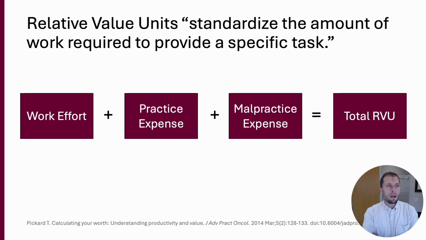So the idea of a relative value unit, or RVU, is that it standardizes the amount of work required to provide a specific task. Okay, so you can kind of be like, dollars do that. Prices are pretty good. They let us compare how much work it is and the value of fixing a car relative to mowing a lawn, relative to stitching up somebody's laceration, right? How do we compare these? We use dollars. And that's a fair point.